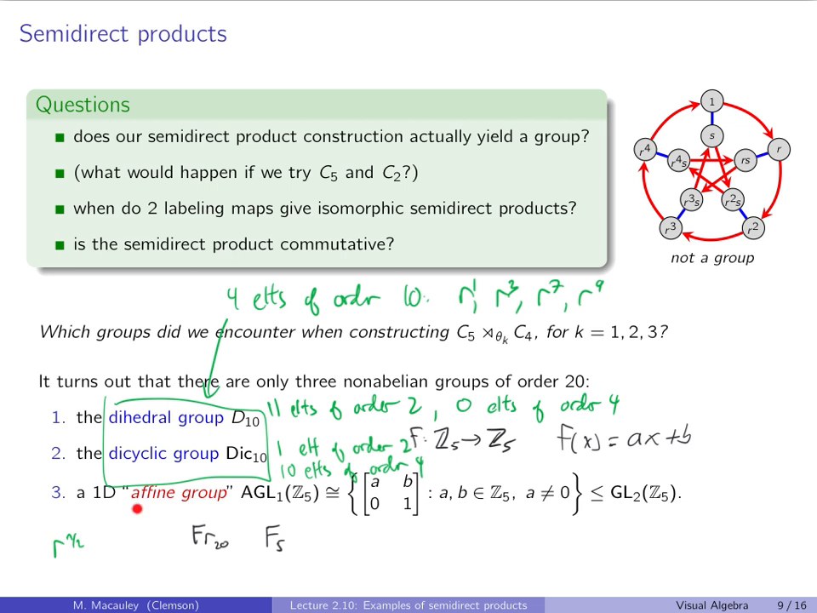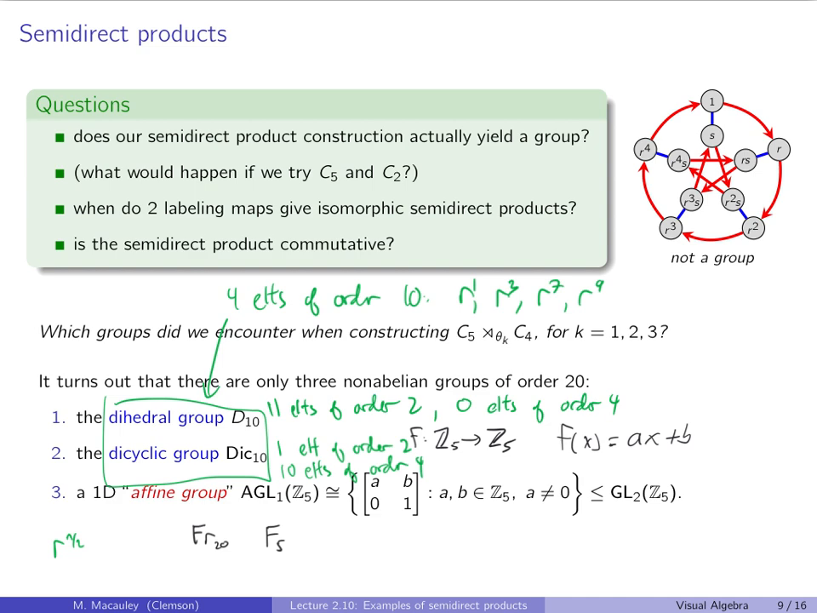So it turns out that this affine group does not have any elements of order 10. They all have order 1, 2, 4, or 5. So if we take a Cayley graph and we start looking at the order of elements, we can quickly figure out which of these 3 groups it is.